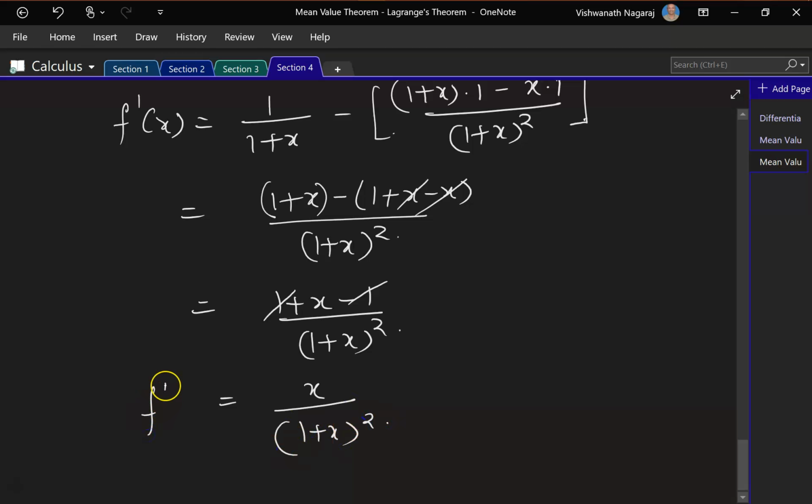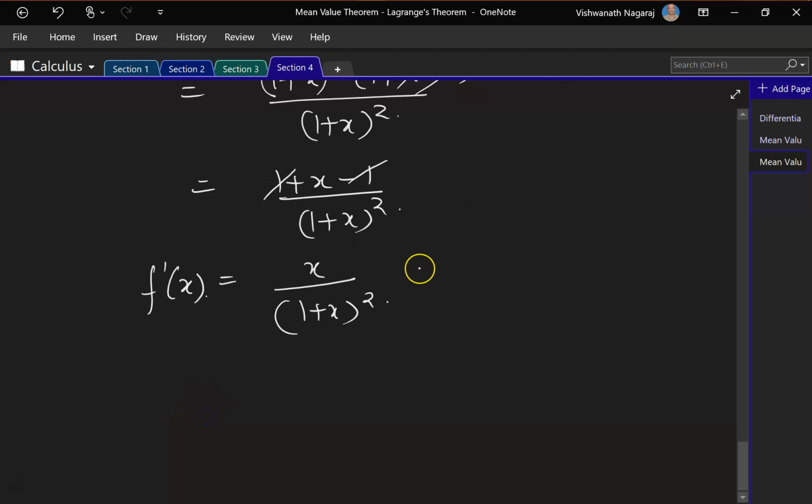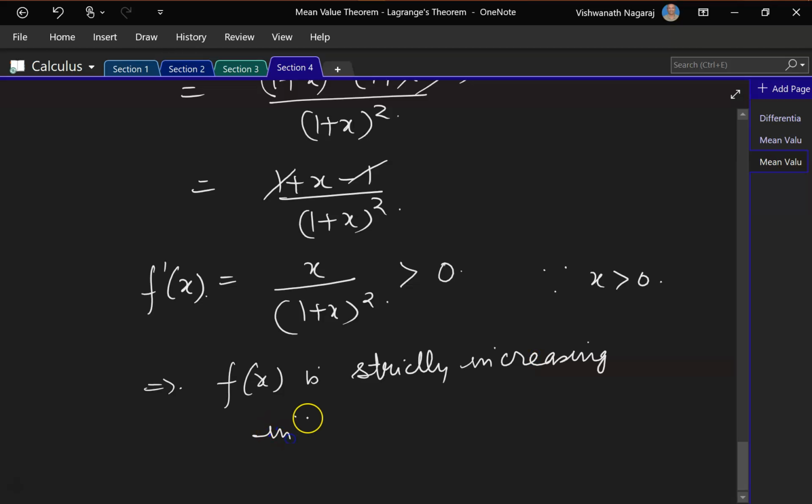Now this is f prime of x. And we know this is greater than 0. Why? Since x is greater than 0, we have given. Okay. Now this implies f of x is strictly increasing in 0 to infinity. How? Because the slope is greater than 0 for all values of x greater than 0.